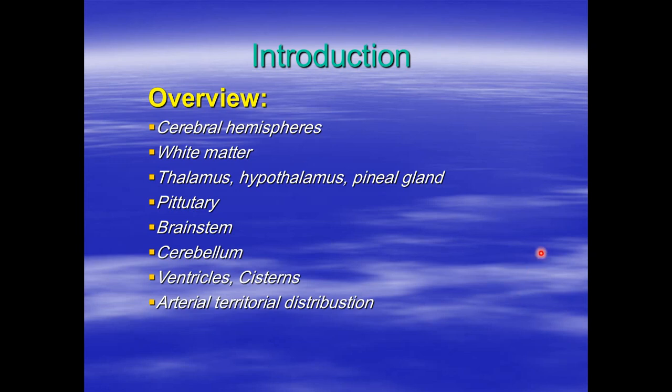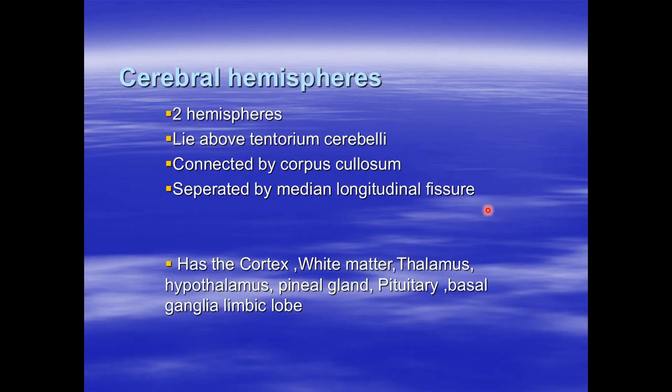So first of all, we will talk about these structures here: the cerebral hemispheres, the white matter, the thalamus, hypothalamus and pineal gland, the pituitary gland, the brain stem, cerebellum, ventricles, cisterns, and the arterial territorial distribution. I'm sure all of you have a very good idea about all of these structures and parts, but keeping up and refreshing our knowledge is very important to stay fresh. So, first of all, let's start with the cerebral hemispheres.